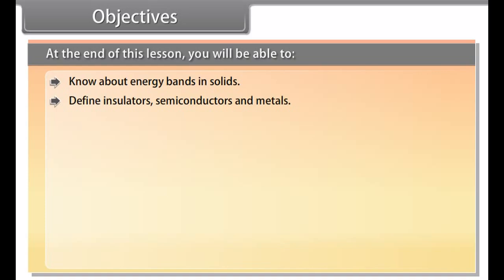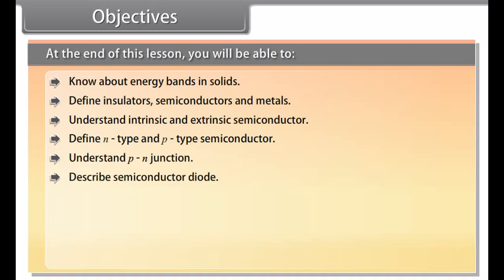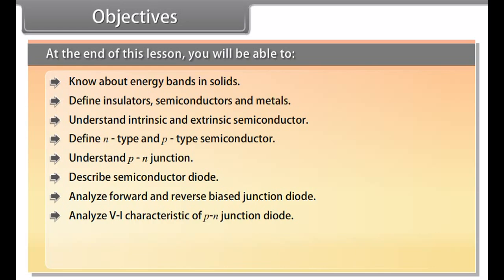At the end of this lesson, you will be able to know about energy bands in solids, define insulators, semiconductors and metals, understand intrinsic and extrinsic semiconductors, define N-type and P-type semiconductors, understand the P-N junction, describe the semiconductor diode, analyze forward and reverse biased junction diode, analyze the VI characteristic of a P-N junction diode, define rectifier, and explain Zener diode.